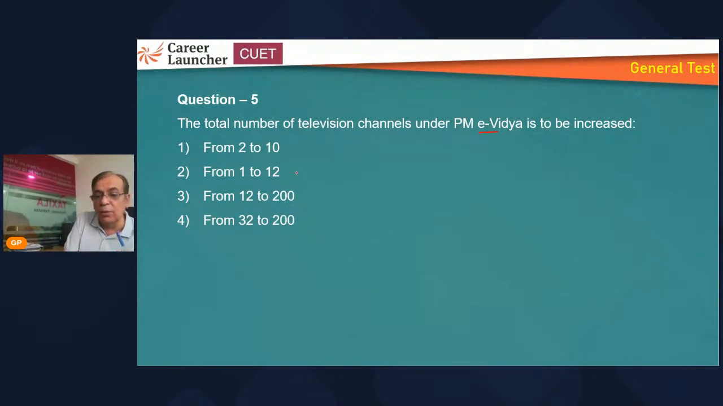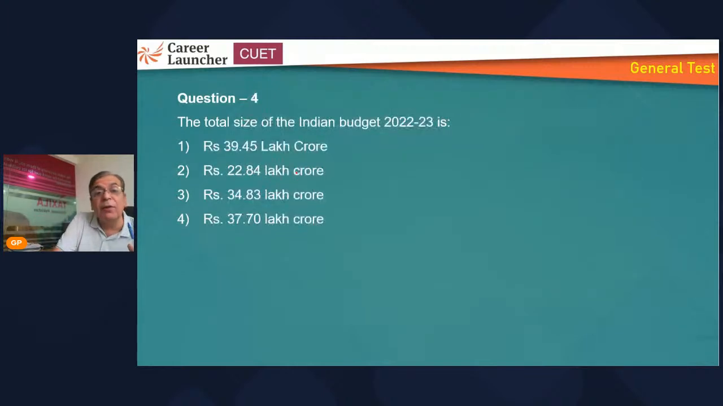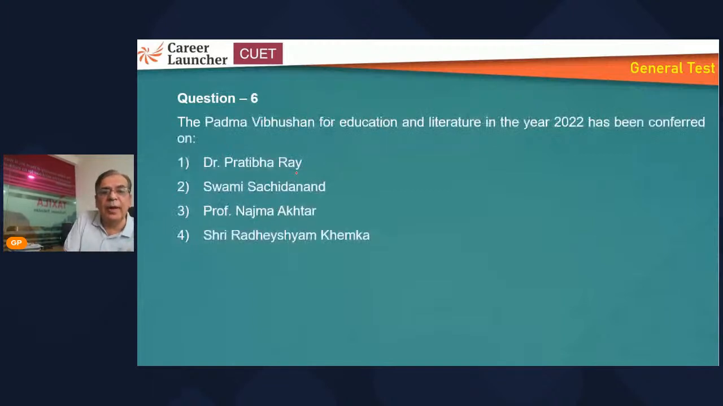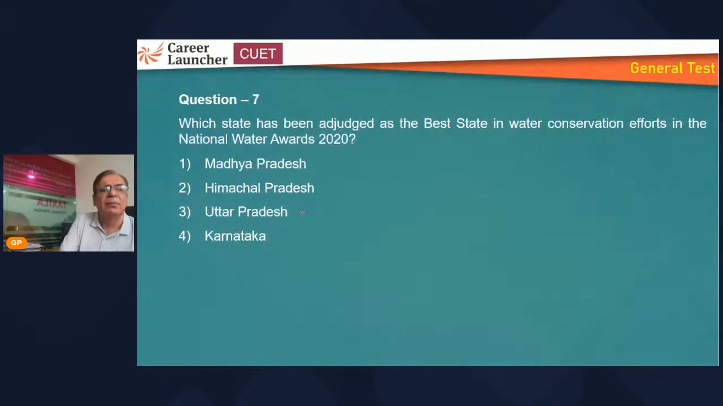You can decide to mark it for review or you can decide to leave it. I will leave it because मुझे मालूम ही नहीं इसका क्या आंसर होगा. So as far as I am concerned, I have left question 4 and question 5. Padma Vibhushan for Education and Literature in the year 2022 has been conferred again. सब नाम एक जैसे, मुझे कुछ नहीं मालूम कौन है, तो मैं छोड़ के आगे चल दूंगा.